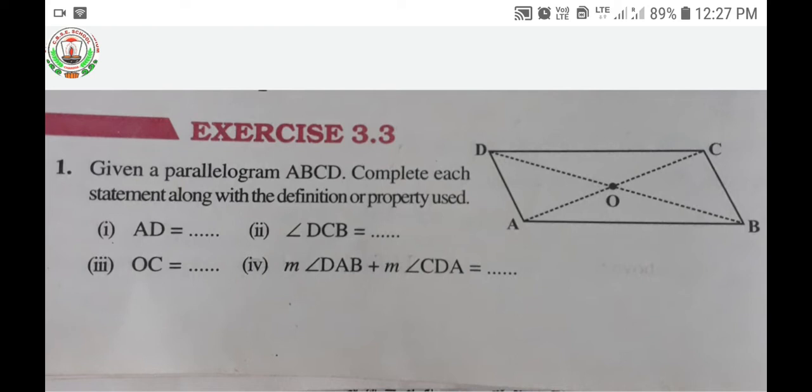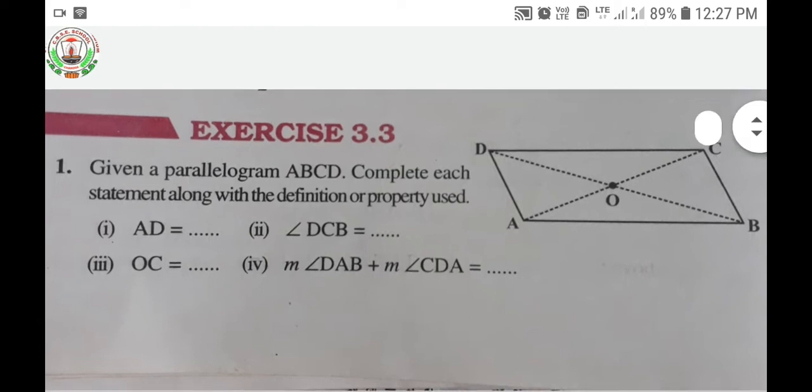The third property states that the opposite angles of a parallelogram are of equal measures. That means angle A will be equal to angle C, whereas angle B will be equal to angle D. Clear, everyone?